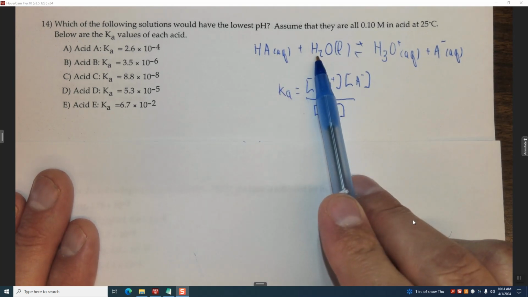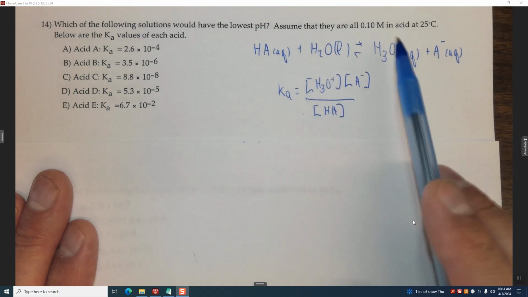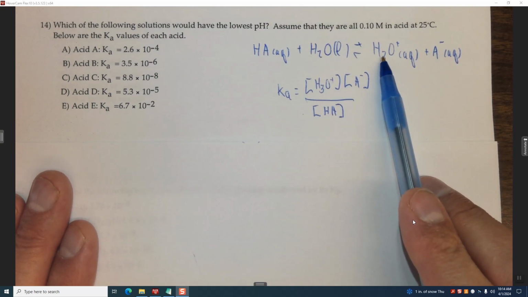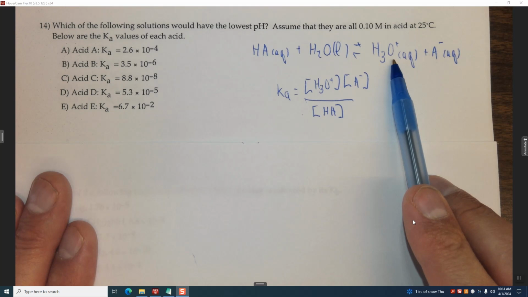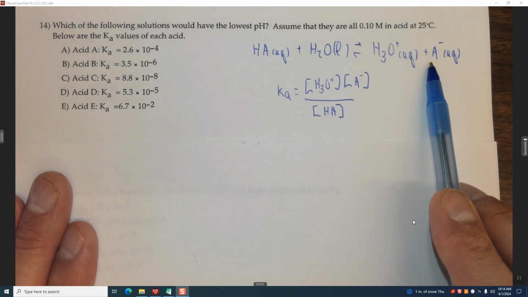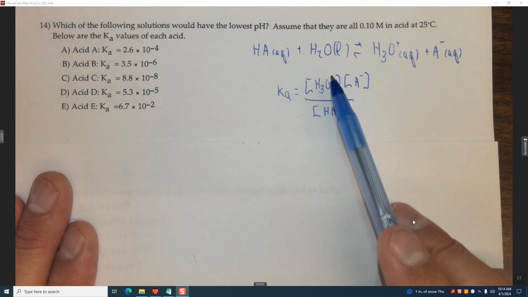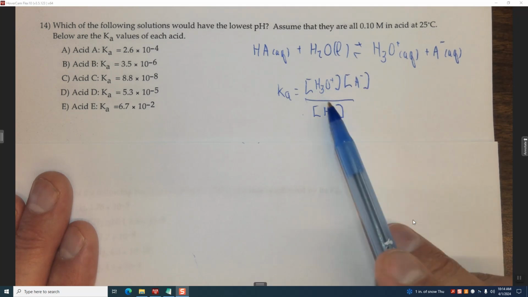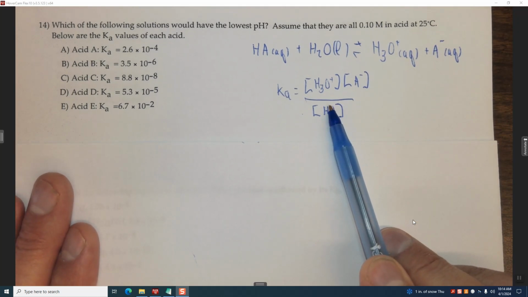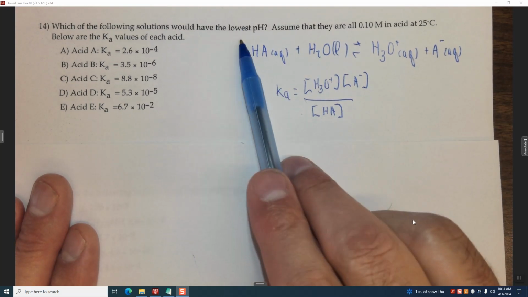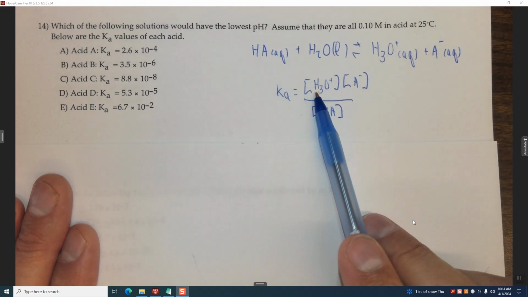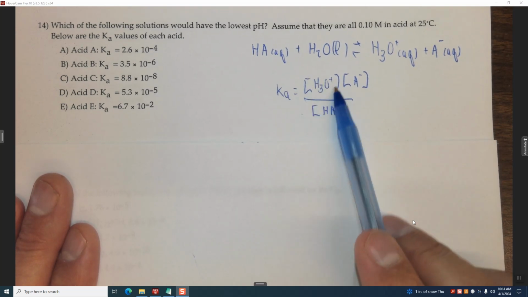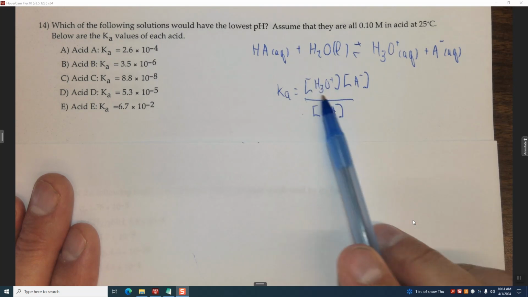It reacts with H2O. It donates a proton to H2O to increase the concentration of H3O+ in solution, making the solution more acidic, and then we get A minus. The Ka is products over reactants: concentration of H3O+ times concentration of A minus over concentration of HA. Which one of these affects the pH? The lowest pH means basically the highest concentration of H3O+. So the H3O+ is what affects the pH.